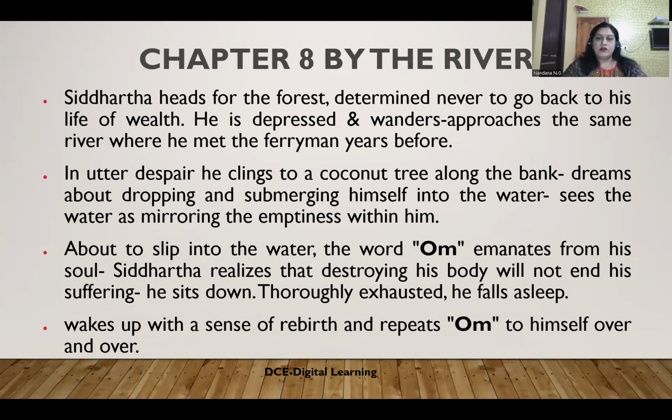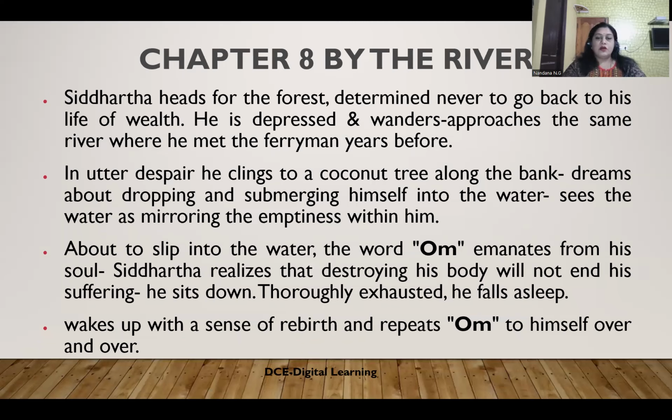Siddhartha heads for the forest, determined, sorry, never to go back to his life of wealth. He is depressed and he keeps wandering, and he approaches the same river where he met the ferryman years ago. It is as if life comes a full circle. In utter despair, he clings to a coconut tree along the bank, dreams about dropping and submerging himself into the water, and then he sees the water as mirroring the emptiness within him.